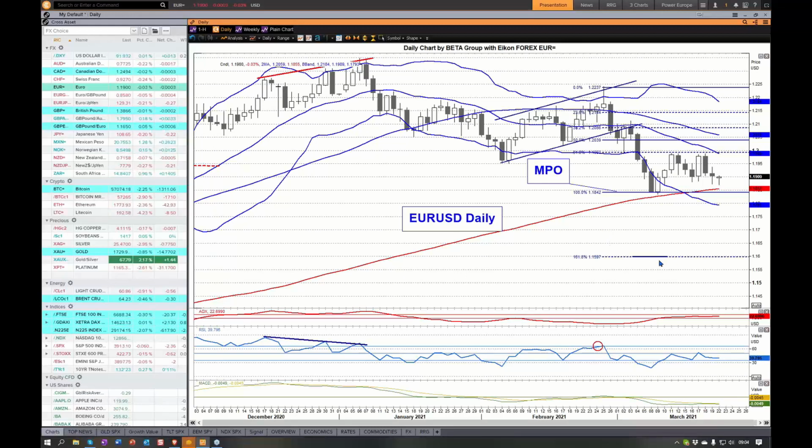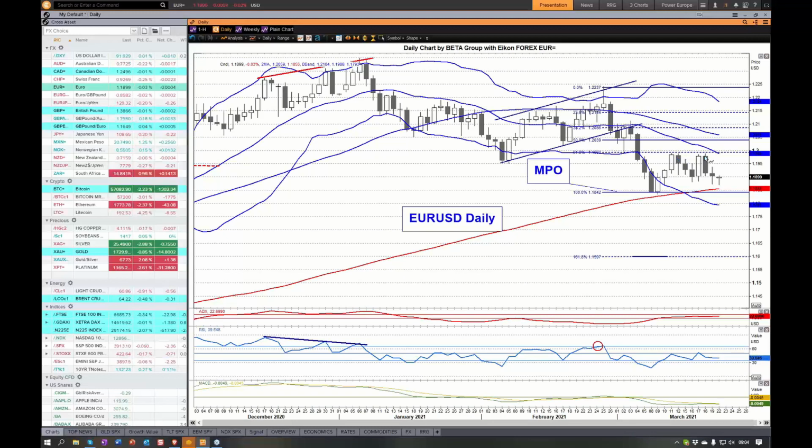And then the next objective would be the 161.8. So this is A, B, C, this is D, but D plus if you like. 161.8 is 1.16 here. So if we do break this low here, the low being 118.34, if we do manage to break that, then I think we're going to fall quite rapidly towards that level.